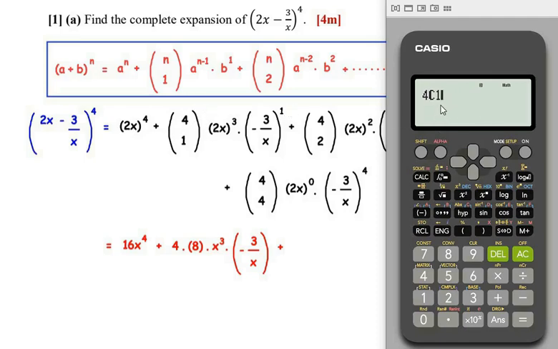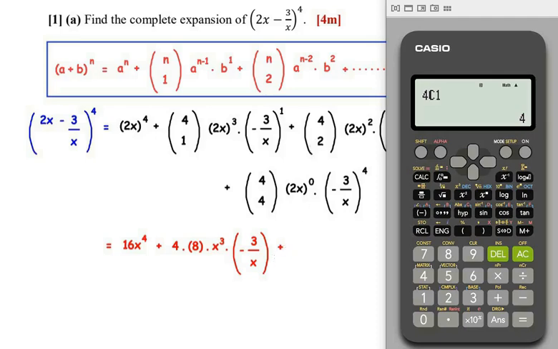So for this term 4C1 gives us the value as 4. So here we have written 4 times. Now here again the power gets distributed to 2 and x. So 2 to the power of 3 gives us 8 times x cube times. Now minus 3 to the power of 1 is minus 3 over x to the power of 1 is x itself.